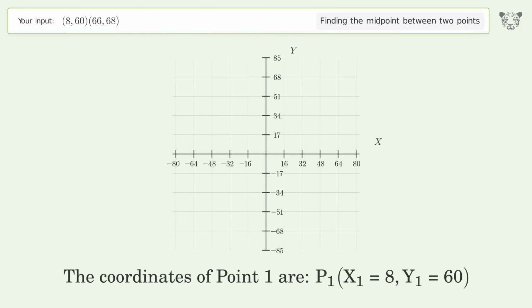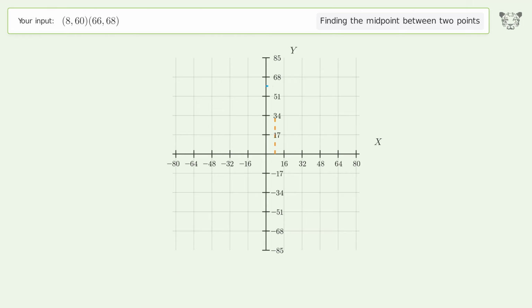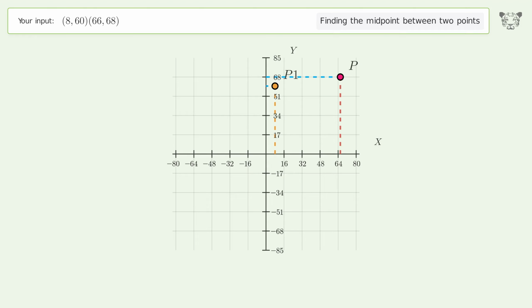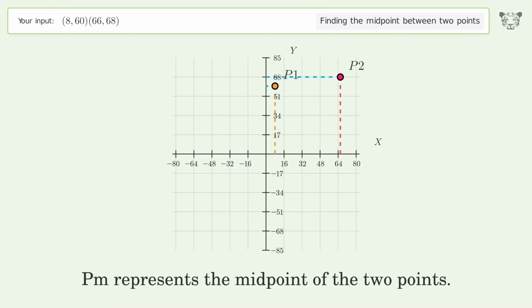The coordinates of point 1 are x1 equals 8, y1 equals 60. The coordinates of point 2 are x2 equals 66, y2 equals 68. PM represents the midpoint of the 2 points.